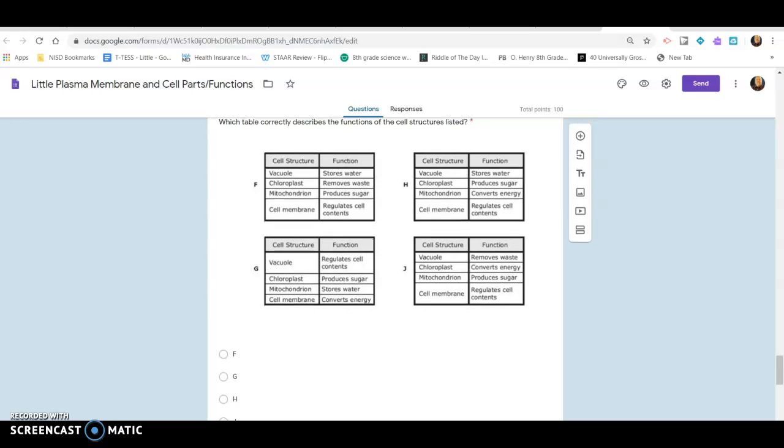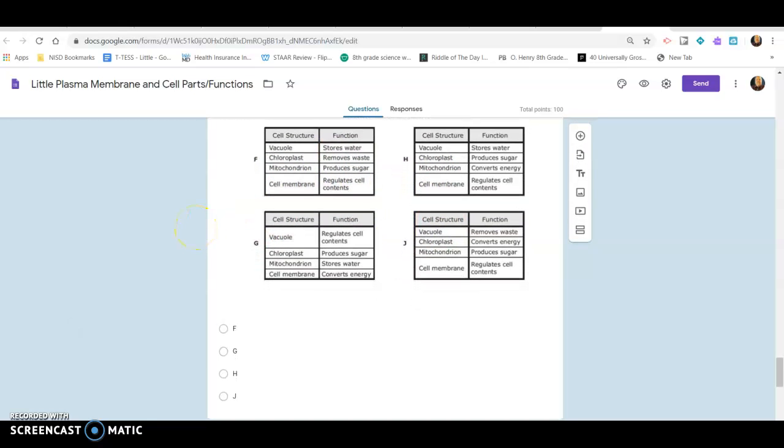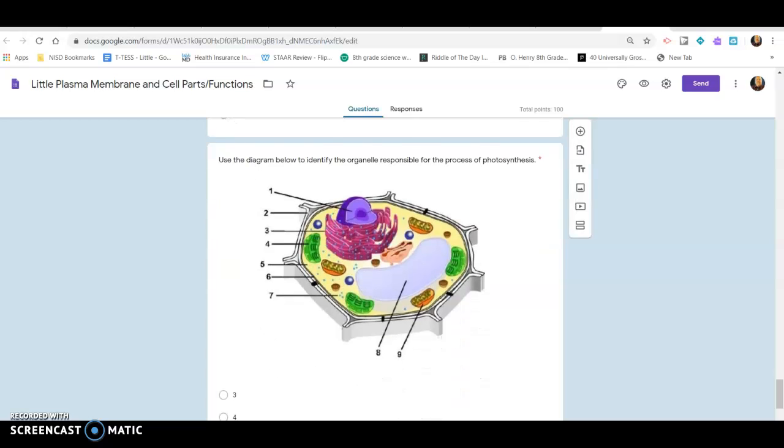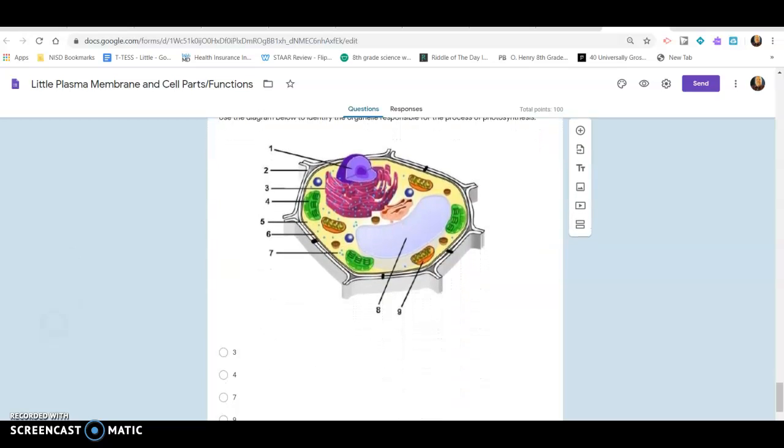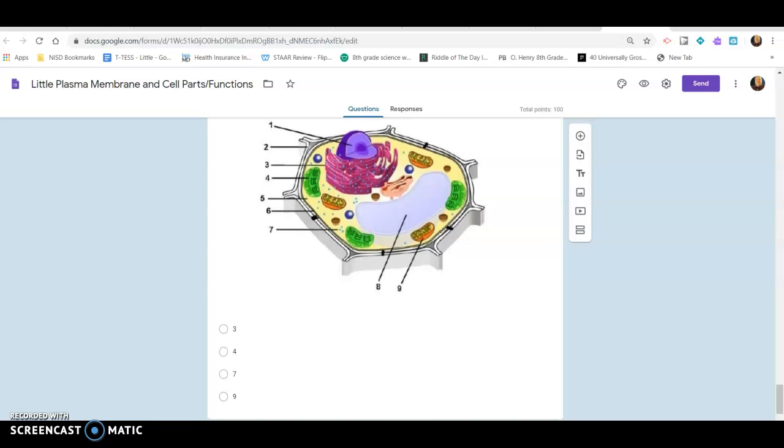Which table correctly describes the functions of the cell structures listed? And go through those, figure out which ones are correct. Would it be F, G, H, or J? Use the diagram below to identify the organelle responsible for the process of photosynthesis. Is it going to be this one right here, 3, 4, 7, or 9?